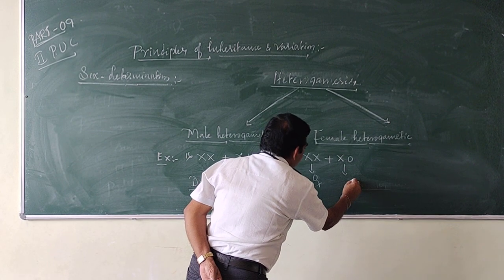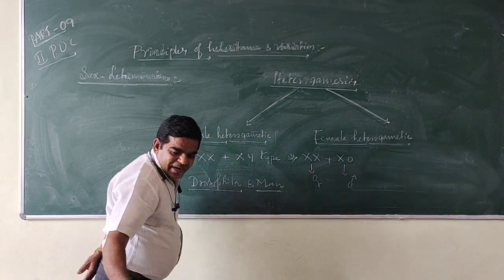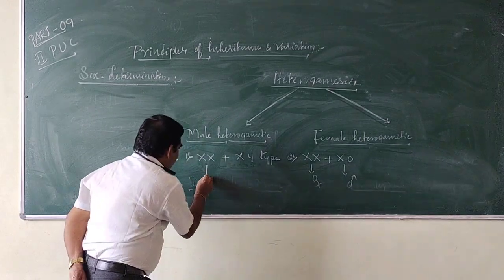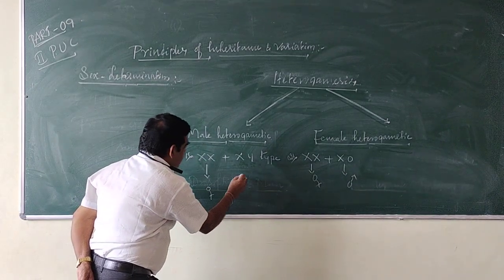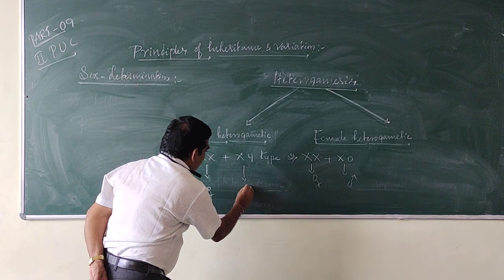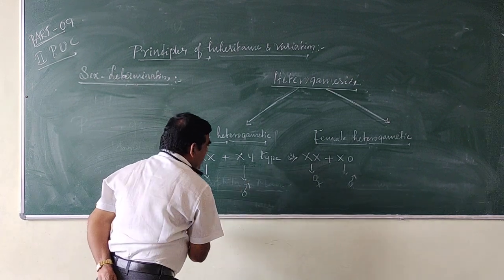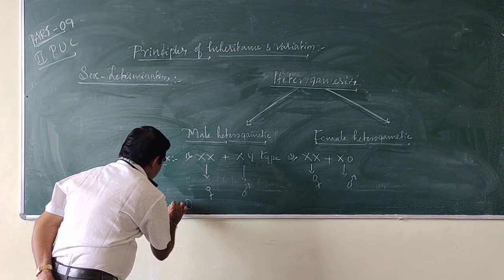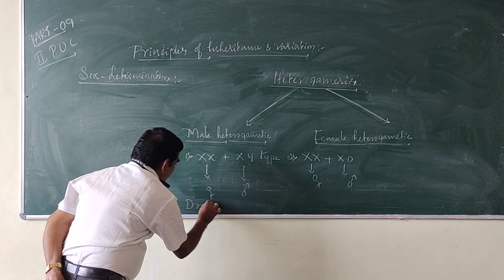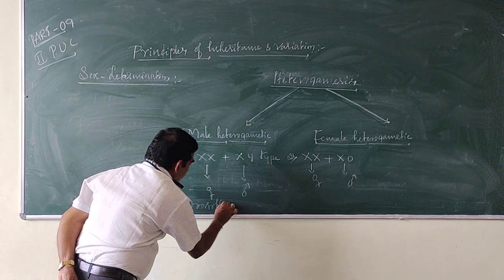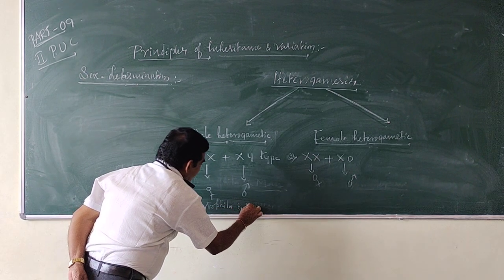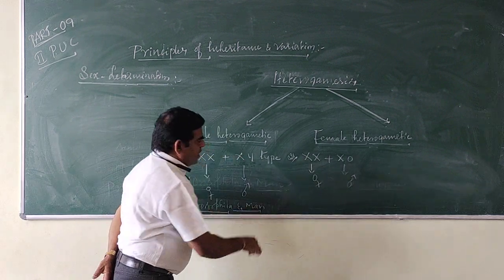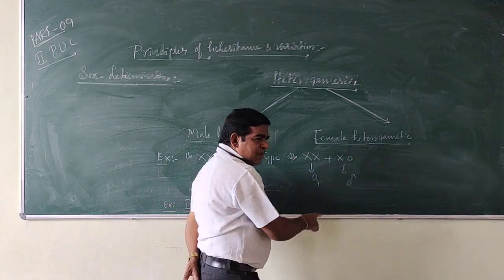This is male. Males are heterogametic. This is female. Then this is male. Males are heterogametic. Example: Drosophila and man.